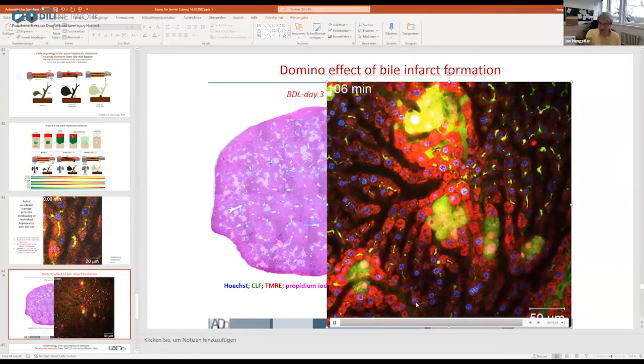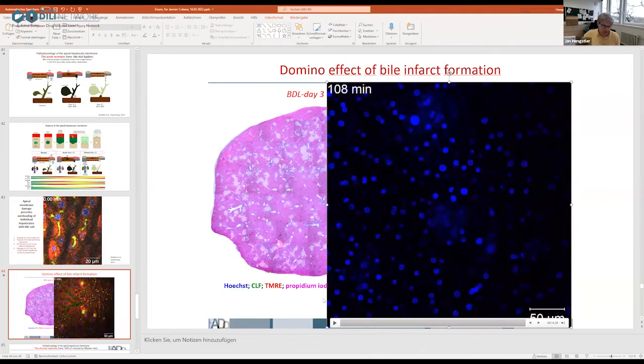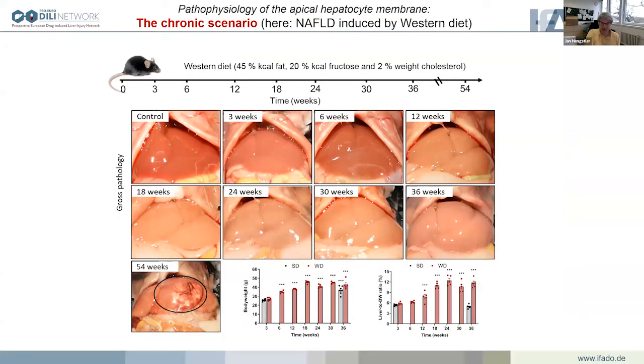Now, this is what happens at the very acute situation with the bile canaliculi. And a final example to show you compromised bile canaliculi in a chronic scenario. So a typical chronic scenario of liver damage is fat and calorie-rich, so-called Western diet. And if you feed this to mice for a year, the liver becomes not only steatotic, but also fibrotic, and finally even hepatocellular cancer is formed.